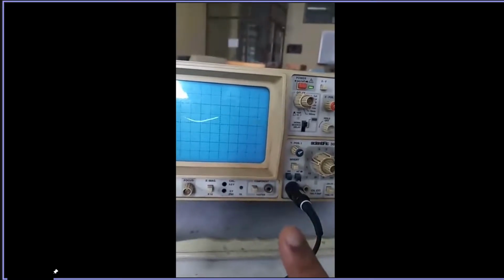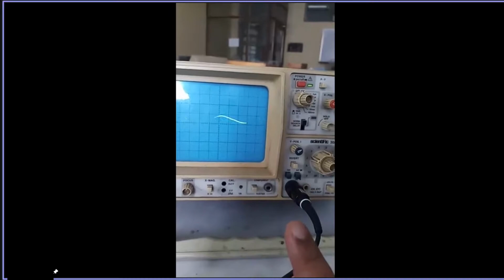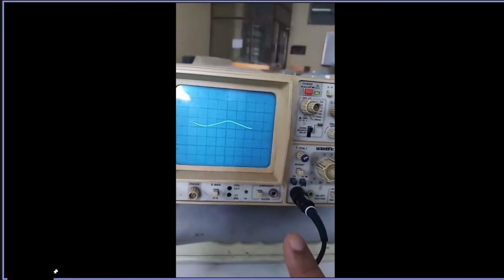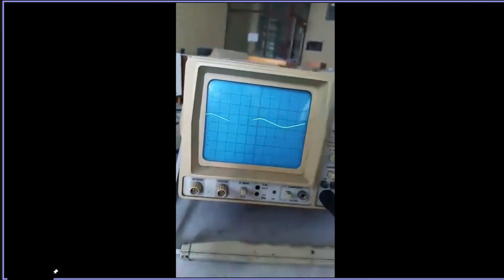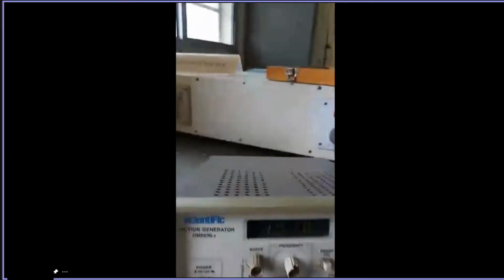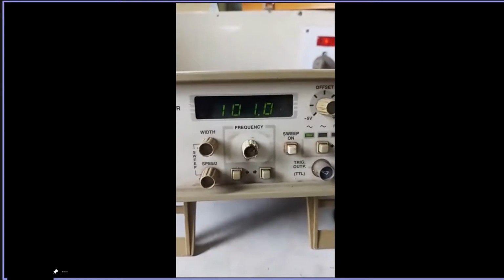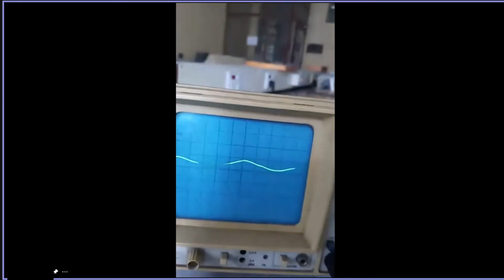However, this reading is shown in the time domain, so from here also you can calculate the frequency. You know, the CRO always shows the reading in the time domain, so time versus magnitude. But here you can see the exact frequency, how much you have set. So this input is actually shown here in graphical form on this CRO.